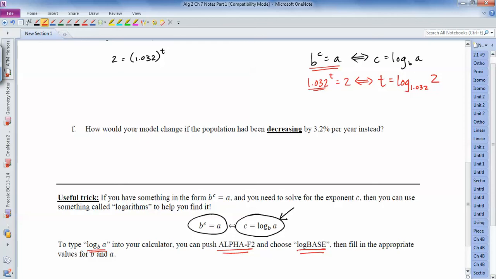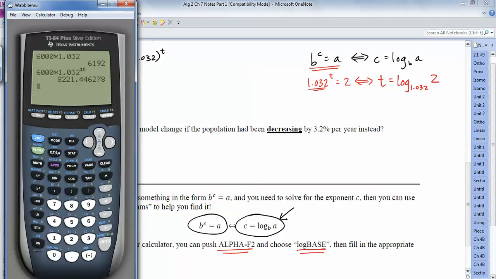So, let me find the calculator here. And if I go alpha, and then F2 is really the window button up on top. And then notice option 5 is log base. So if I pick that, notice it actually leaves blanks there where I can fill stuff in. So I'm going to put 1.032, and then over here, I'm going to put a 2.